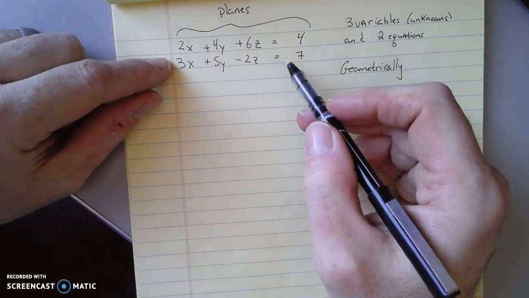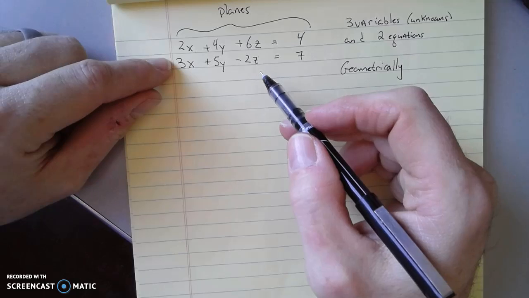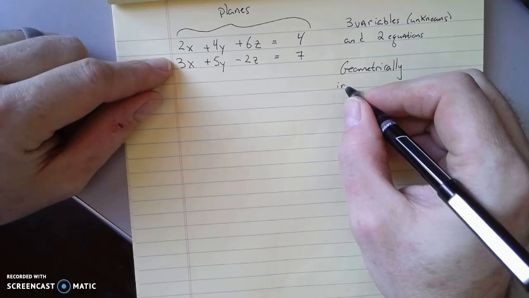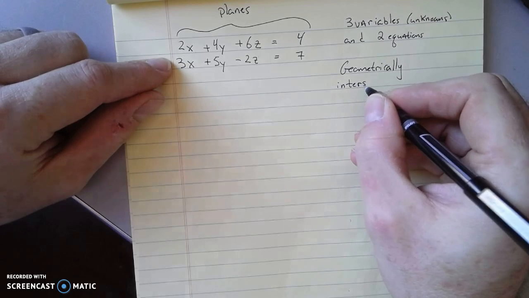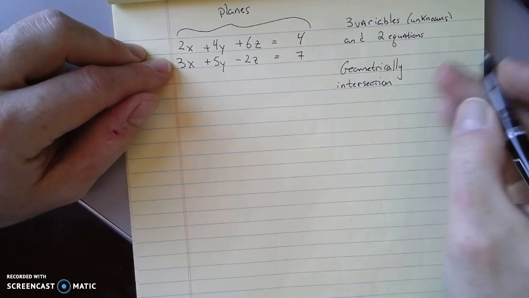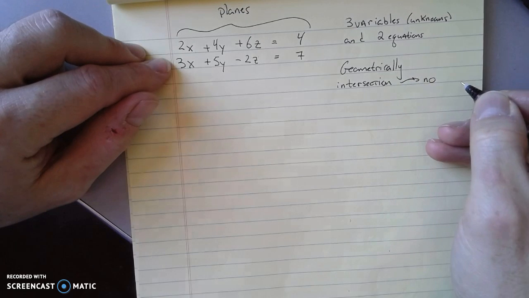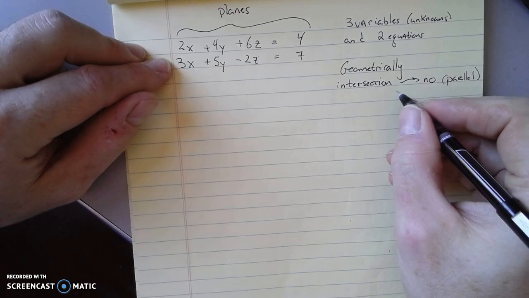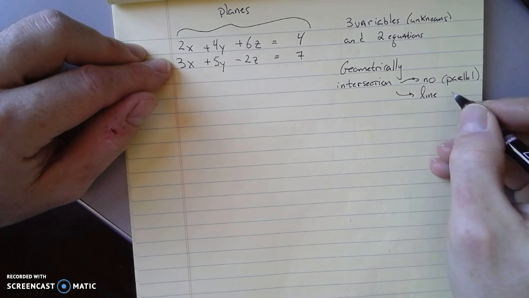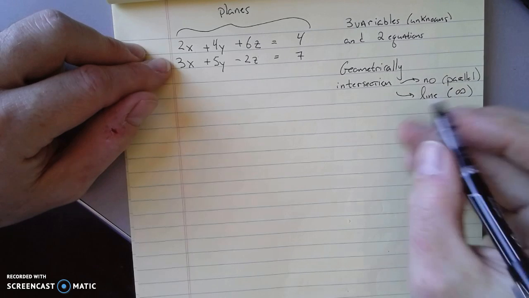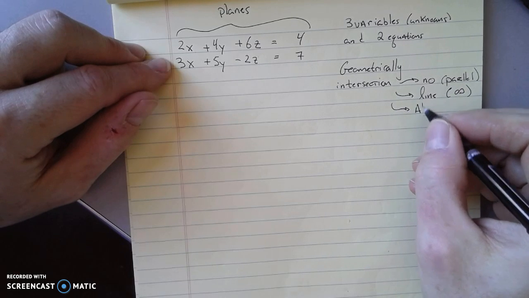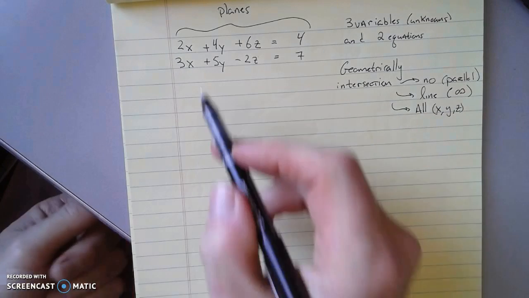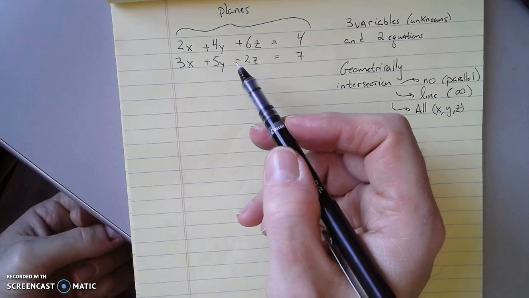So here I have a pair of planes. If they intersect, that is, if they're not parallel, they're going to intersect at a line. So the intersection could be one of 3 things. It could be no intersection, that is, they're parallel, not intersecting. It could be a line, and so an infinity of solutions. Or it could be all x, y, z. That is, they're just the same equation, but there's some multiple of.